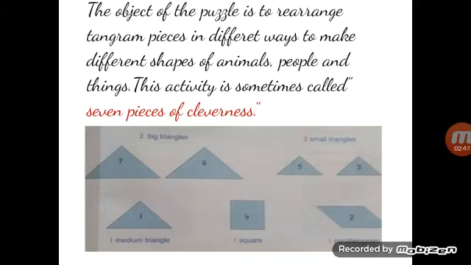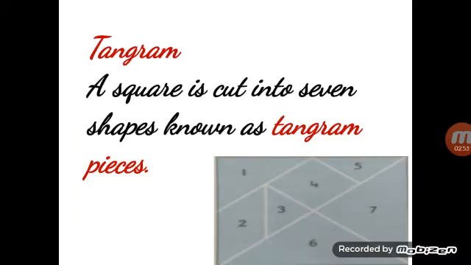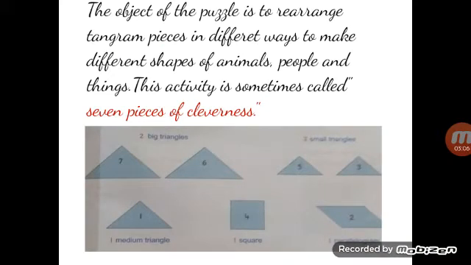1 square and 1 parallelogram, where the number 2 is written. Number 2 is the parallelogram. Why parallelogram? Because 2 sides are parallel, so it is a parallelogram. So that is the 7 pieces of Tangram. The object of the puzzle is to rearrange.